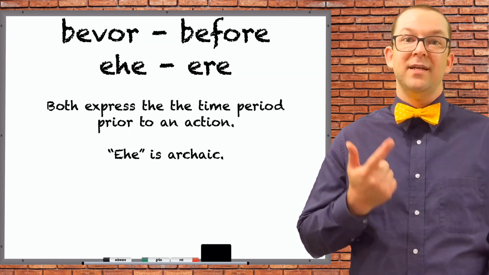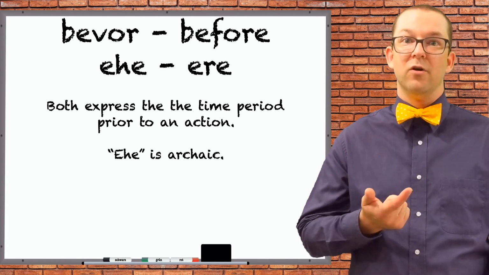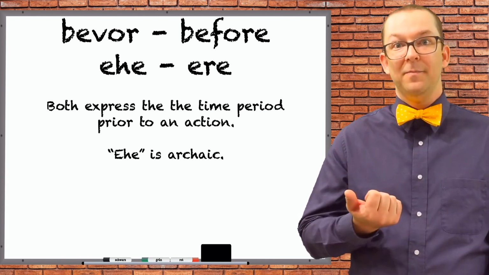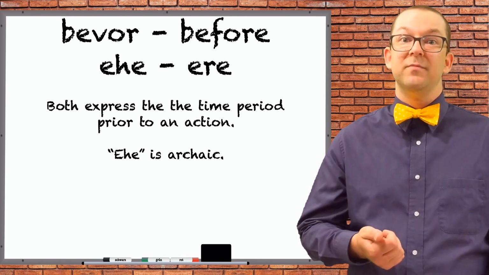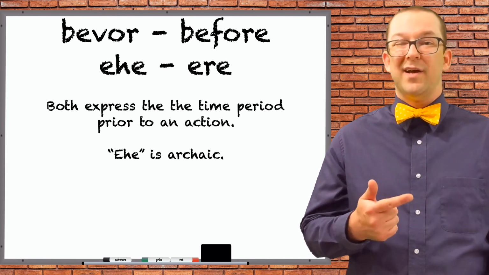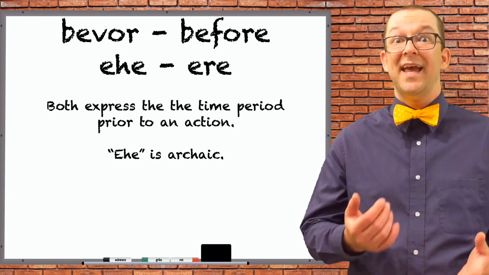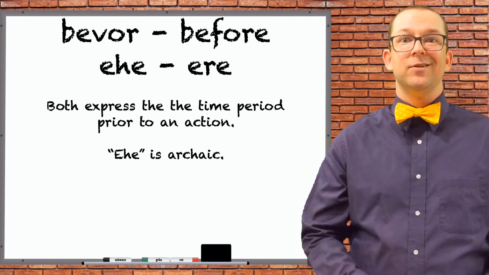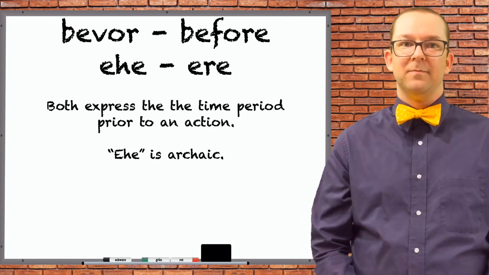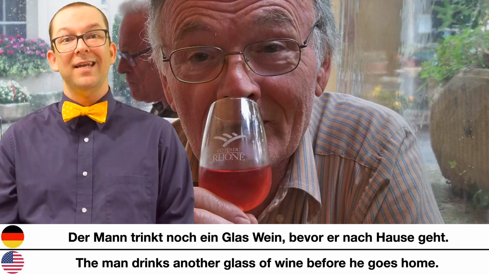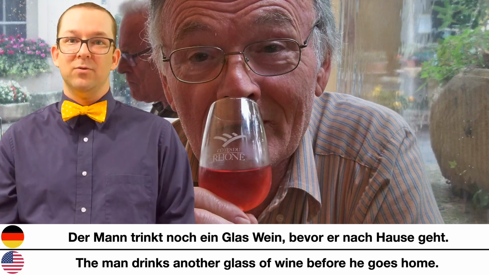There are 2 subordinating conjunctions in German that mean "before." There's the easy one, bevor, which is the same as the English version, and then there's ehe, which also has an English equivalent, but it's just as unused as ehe. The word is "ere." Anyway, let's look at some examples to see what I'm talking about. Der Mann trinkt noch ein Glas Wein, bevor er nach Hause geht.